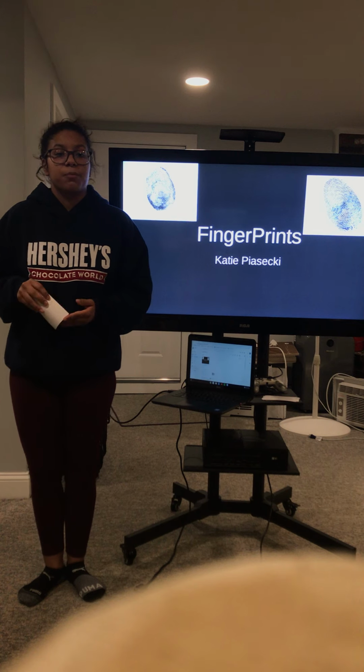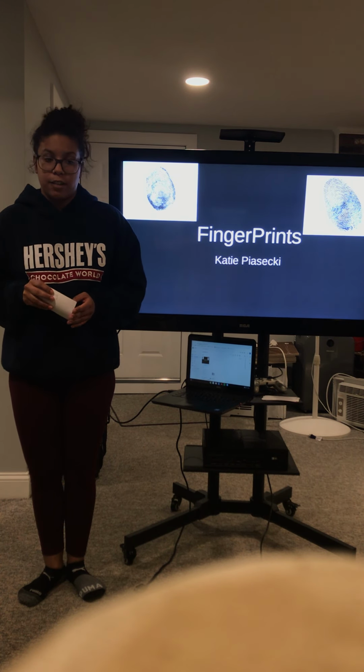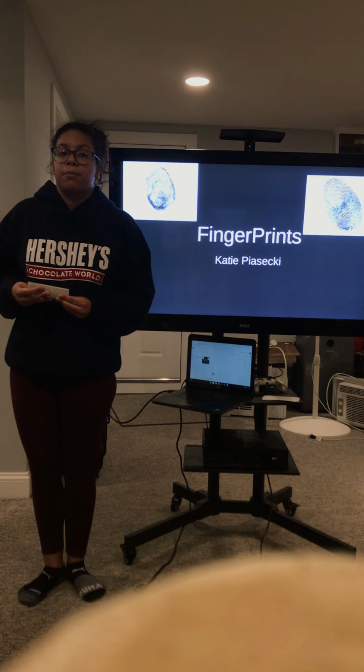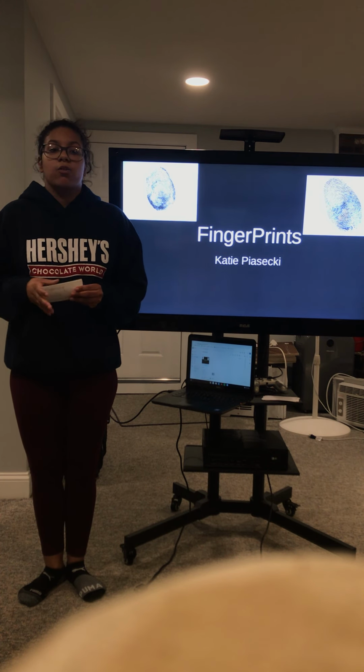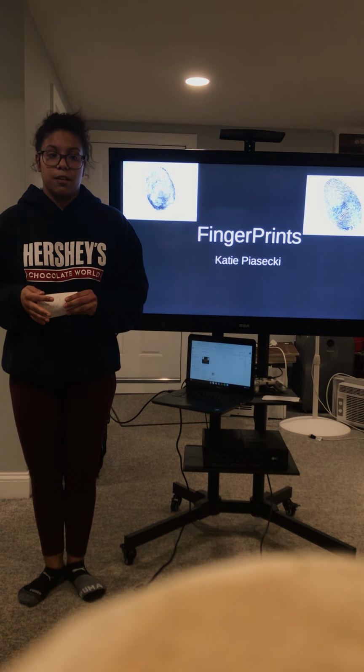A set of inked fingerprints can be taken to identify someone and is a permanent record of their whole entire life. I'm going to be talking about the major fingerprinting patterns, locating fingerprints on the different types of surfaces they are found on, and how you are able to lift them.